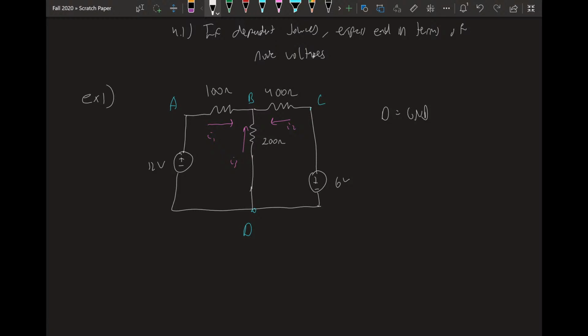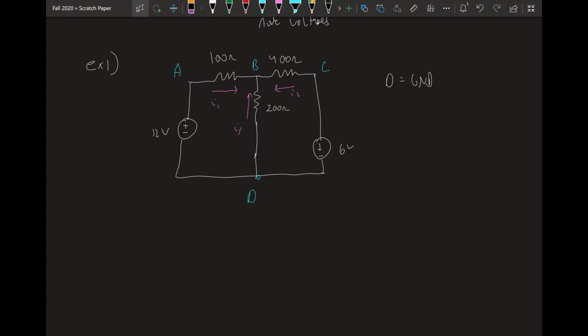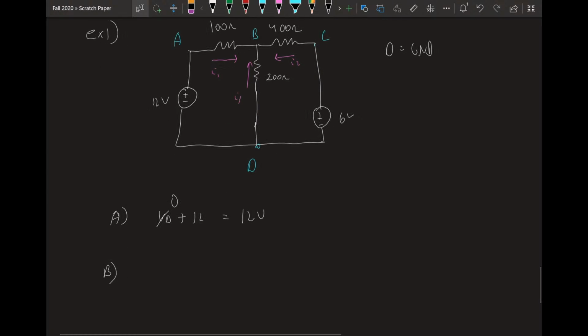Okay, let's write some equations. Starting at node A. Well, node A is really VD plus this 12 volt voltage source. VD is 0. Node A is 12 volts. No fancy equation required. All right, let's look at node B. Let's write our KCL now for node B. At node B, I1 plus I2 plus I3 equals 0.